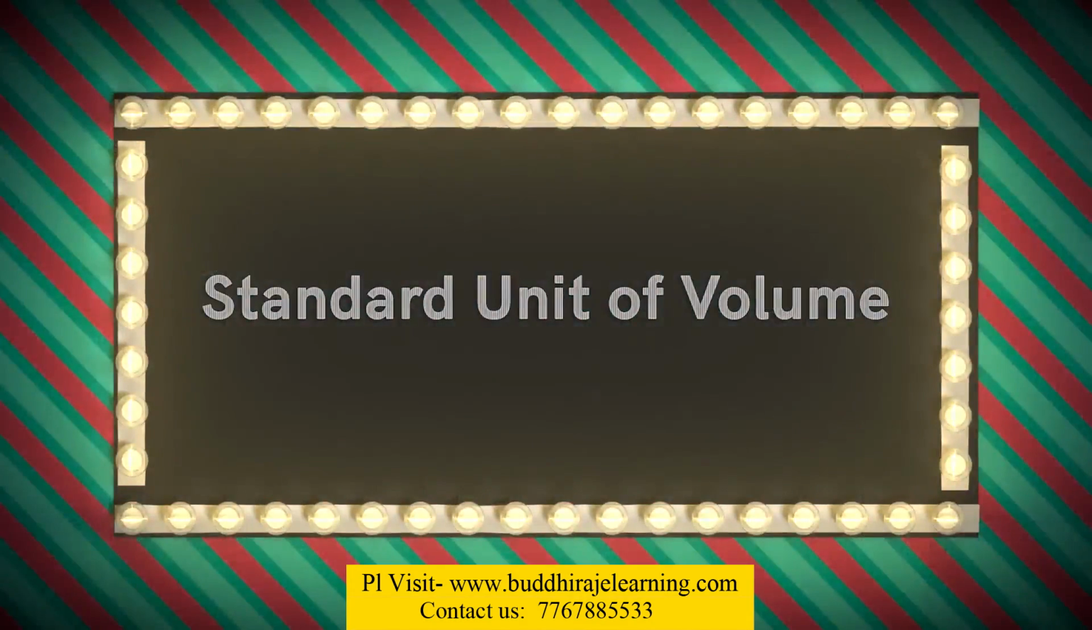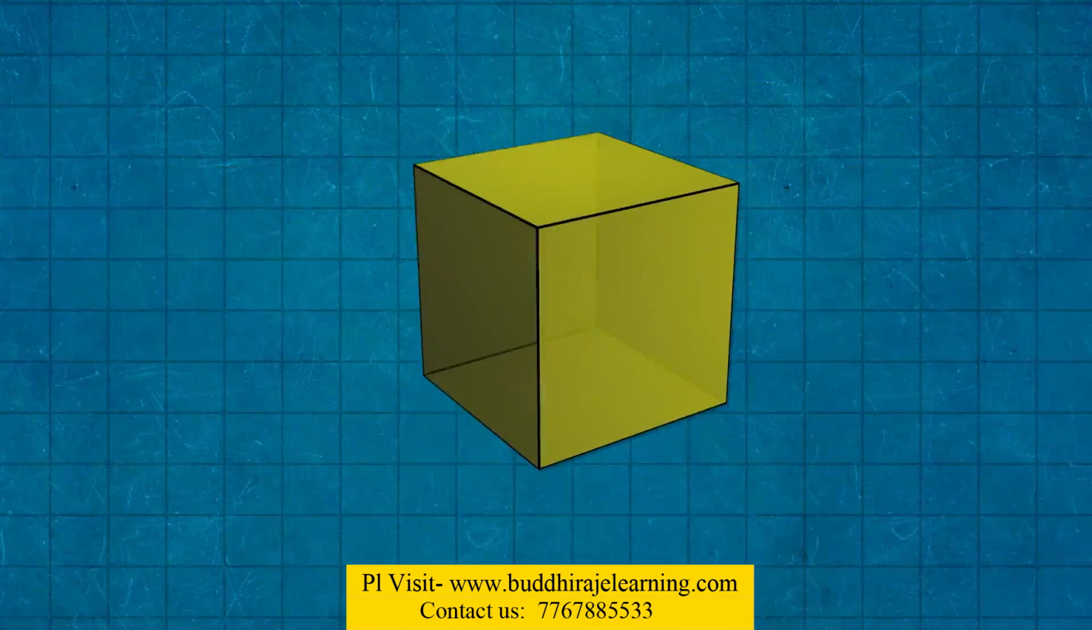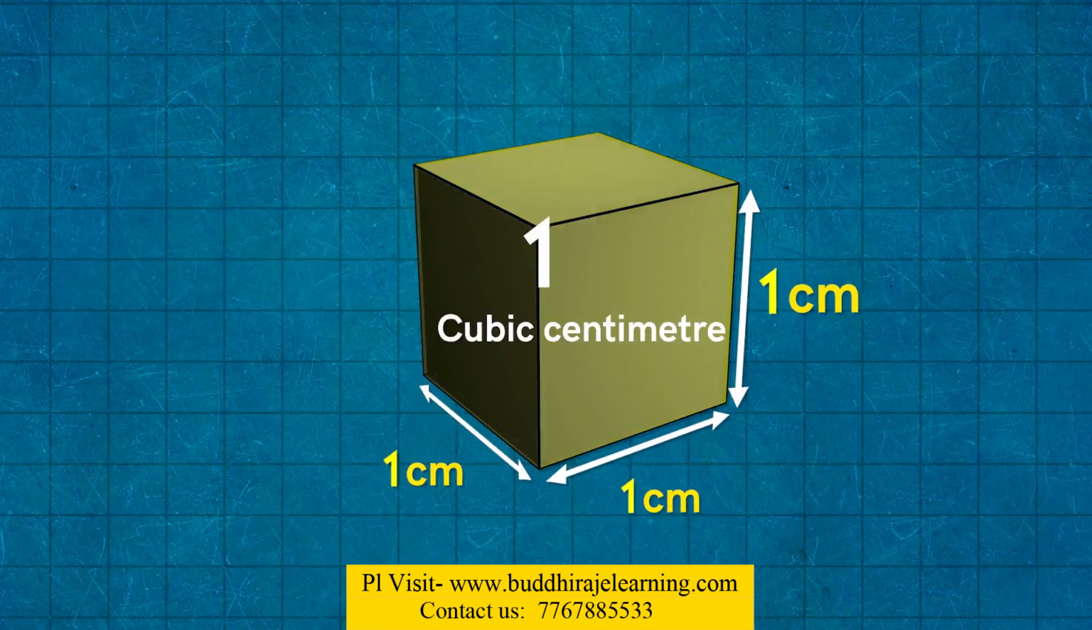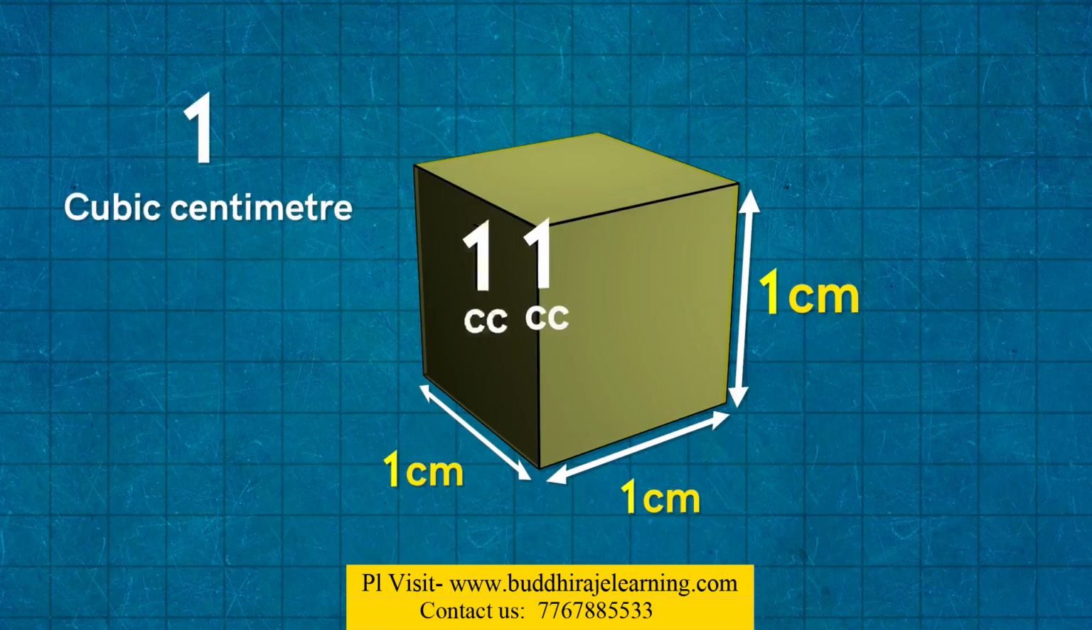Students, let us understand the concept of standard unit of volume. The cube with side 1 cm is shown in the adjoining figure. The space occupied by this cube is a standard unit of volume. It is written as 1 cubic centimeter. In short, it is written as 1 cc or 1 centimeter cube.